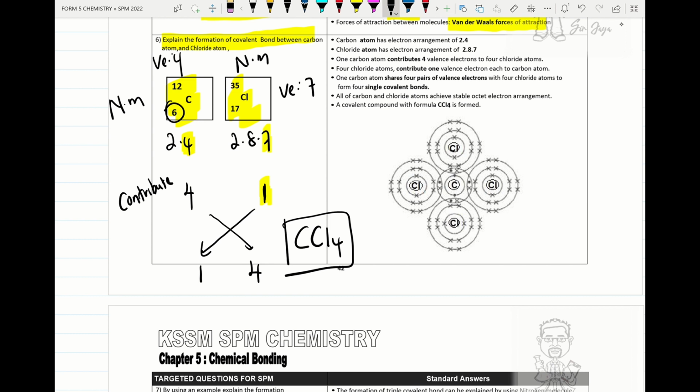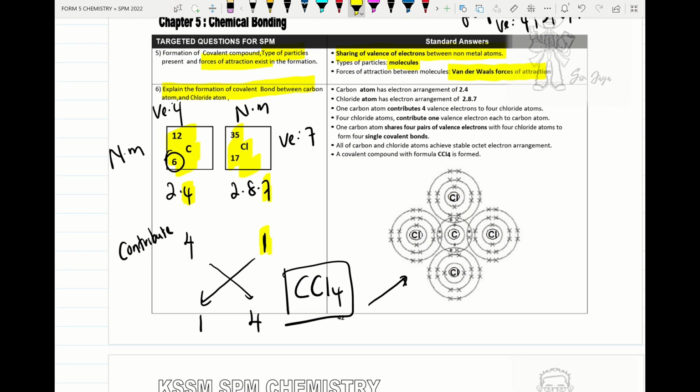And how to draw? Please check my previous video, in that video I described how to draw this electron arrangement. Now we go for the formation of tetrachloromethane. The compound that is formed is known as tetrachloromethane.